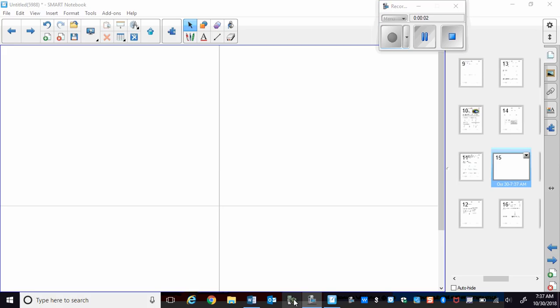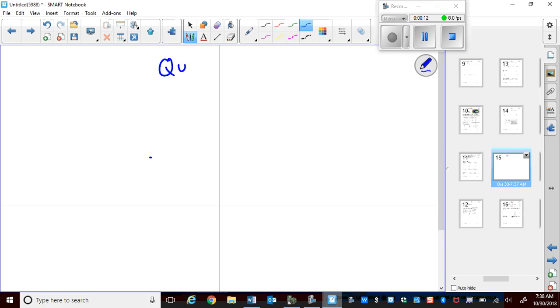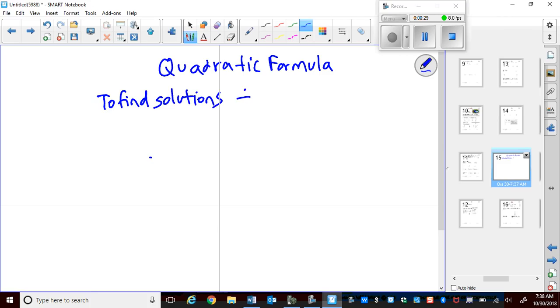All right, guys. So we are at the last lesson in Unit 3, and it's the quadratic formula lesson. Okay? Quadratic formula. So we've been building up to figuring out how to find solutions to quadratic equations.